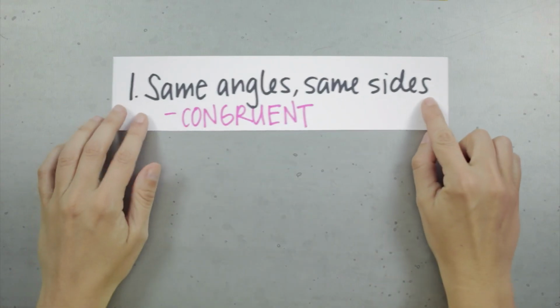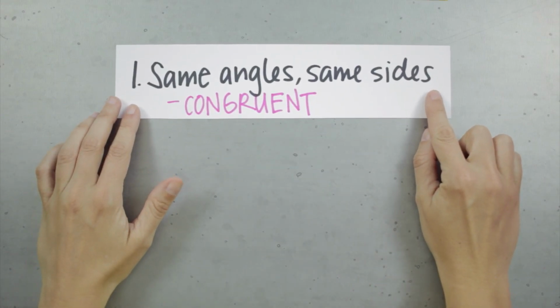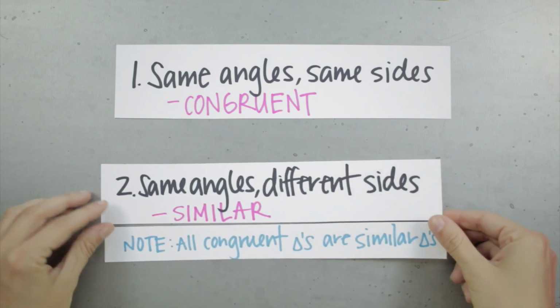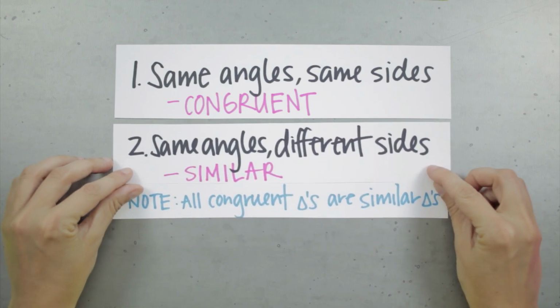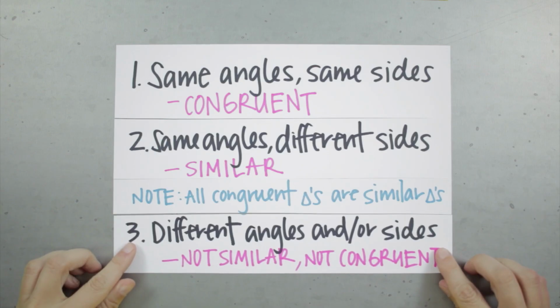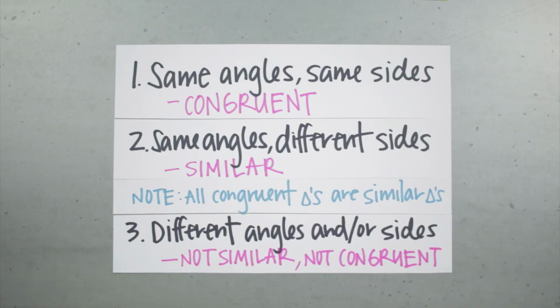So let's summarize this into three different conditions. First, if two triangles have the same angle measures and the same side lengths, then they are exactly the same, which means they're congruent. Second, if only the angles are the same and the side lengths are proportional, then the triangles are similar. And finally, if either the angles are different and/or the side lengths are not proportional, then the triangles aren't congruent or similar.